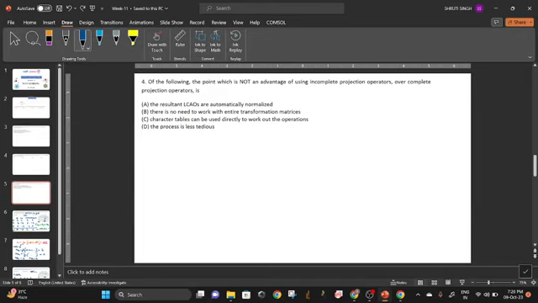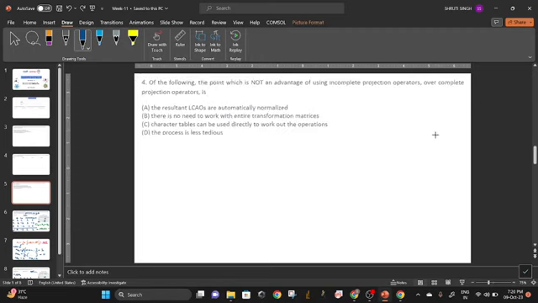The fourth question is: which point is not an advantage of using incomplete projection operators over complete projection operators. The answer to this is slightly confusing for me as well. The answer is the first one: the resultant LCAOs are automatically normalized. I don't know why it is not an advantage, but the answer is this only. But the other things are definitely an advantage, that there is no need to work with the entire transformation matrix.